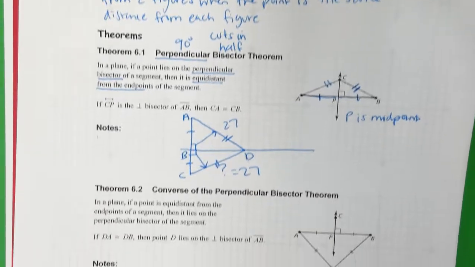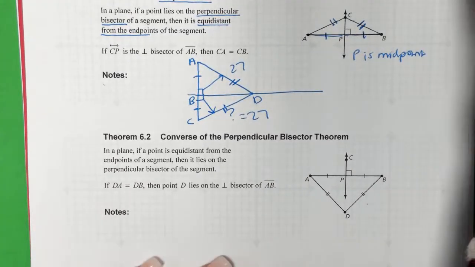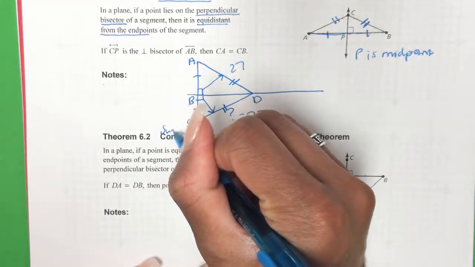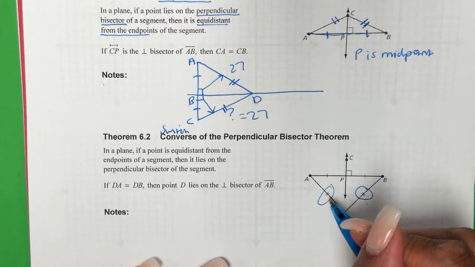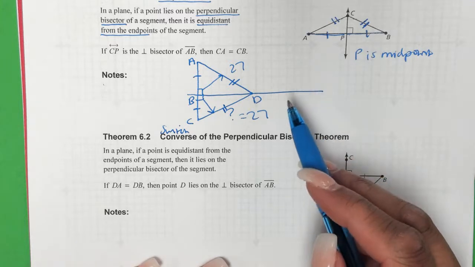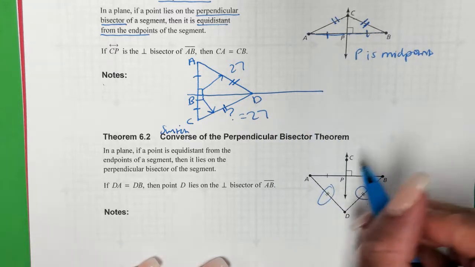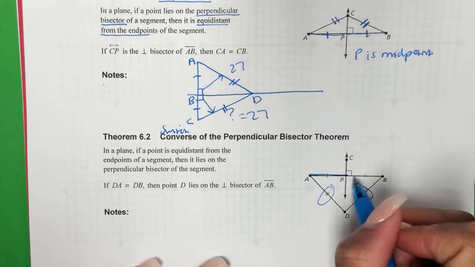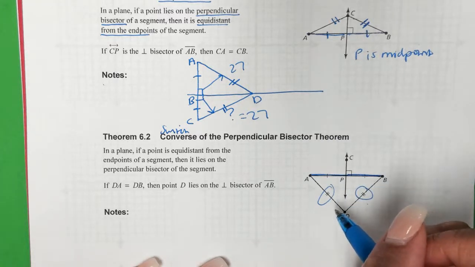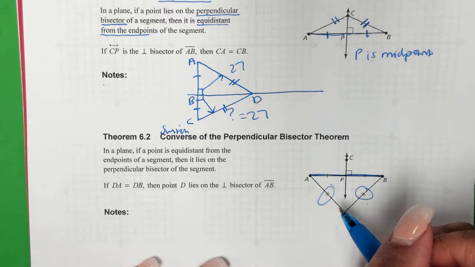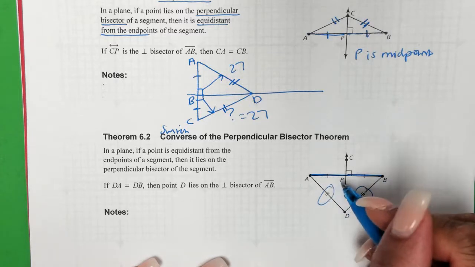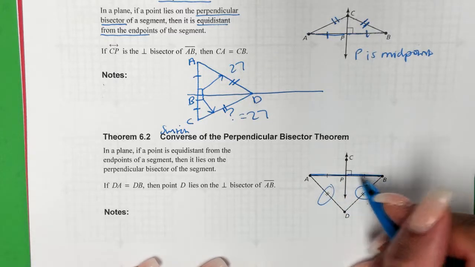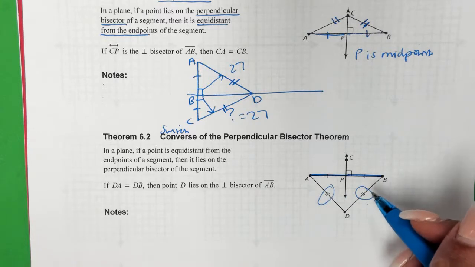Now the converse means to switch. So now it's saying that if my sides are given first, so say if I was given 27, 27, that means that the bases AP and PB, they're also congruent. Okay? So if these two, DA and DB are congruent, then AP and PB are congruent to each other. So let's try an example here.